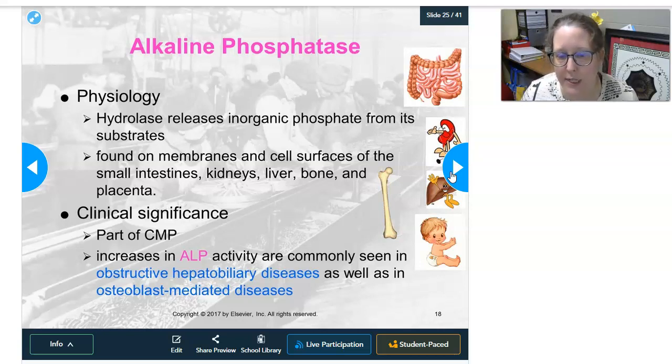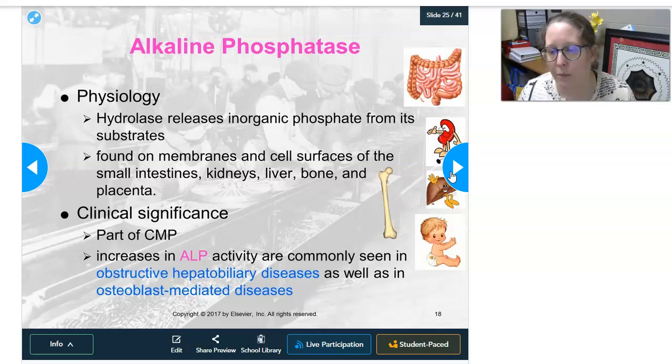You'll see increases in alkaline phosphatase activity if you have an obstructive hepatobiliary disease or an osteoblast-mediated disease. So hepatobiliary: hepato, liver; biliary, bile, the bile duct tract in the liver. If it gets blocked by tumors or by gallstones and the bile cannot flow out of the liver, that would be a hepatobiliary disease, and it's obstructive. Something is obstructing the flow of bile through the liver and into the gallbladder, then that will cause an increase in alkaline phosphatase. And then the osteoblasts are the cells that help build up bones.